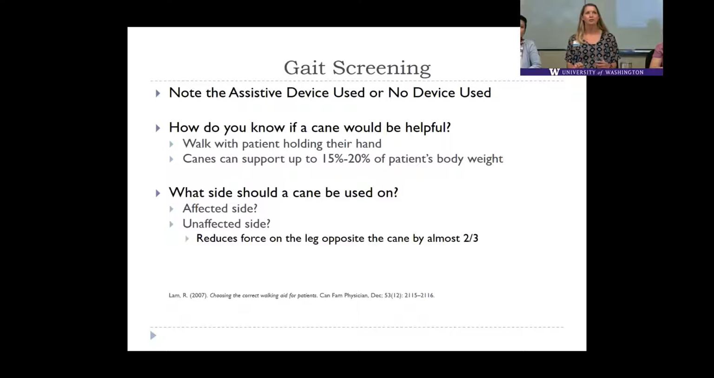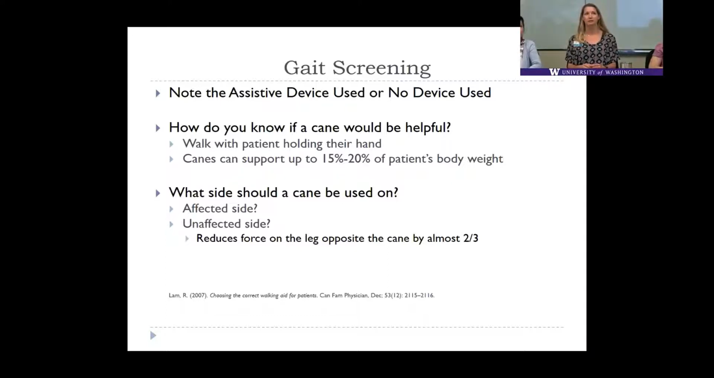So when you're screening your patients for gait and taking a look at them, always make sure you note if they're using an assistive device or not. That's always helpful. And if you think that they might benefit from a cane, I think you're going to see a lot of cane use in your practice. Remember that a cane is more of a minimal supportive device. So it can support about 15 to 20% of a patient's body weight.